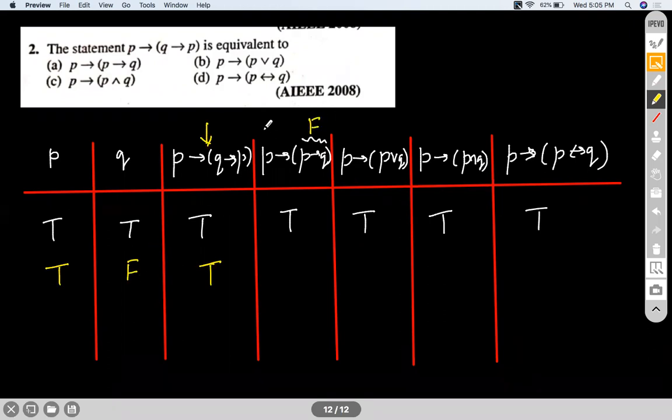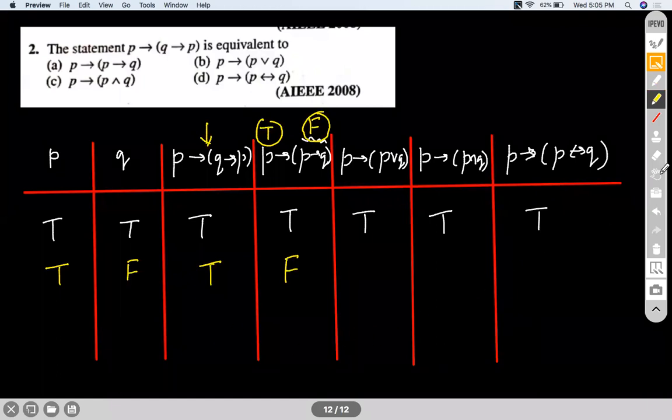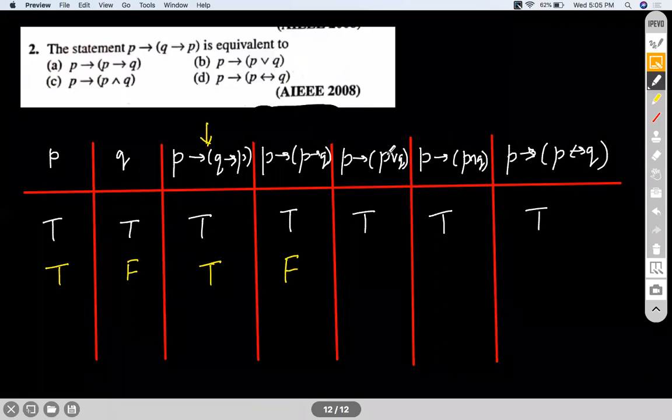Yeah. Now this is true. Now think as if this is the husband's promise and this is the taking of the wife to Singapore. Getting a promotion, not taking the wife. Bad. False. Correct? Now do the same thing over here also. What is P or Q? True. And this is already true. P is already true. Getting a promotion and good husband. Correct?